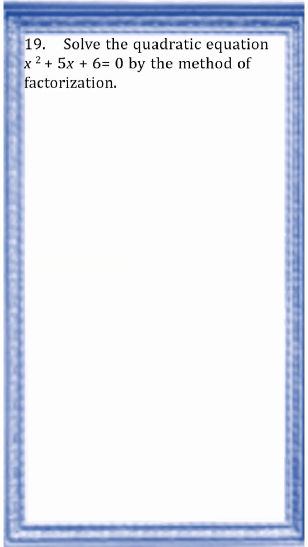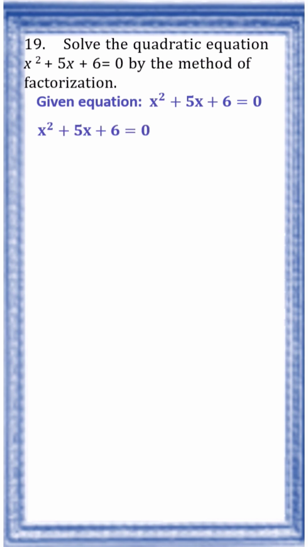Solve the quadratic equation x square plus 5x plus 6 is equal to 0 by the method of factorization. This is the 19th question, 2 marks question. It is taken from the chapter quadratic equation. Now the given equation is x square plus 5x plus 6 is equal to 0. Now split the middle term. How can we split? 2 plus 3 is 5, 2 into 3 is 6. So x square plus 2x plus 3x plus 6 is equal to 0.